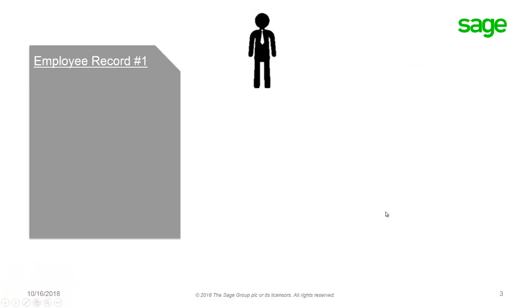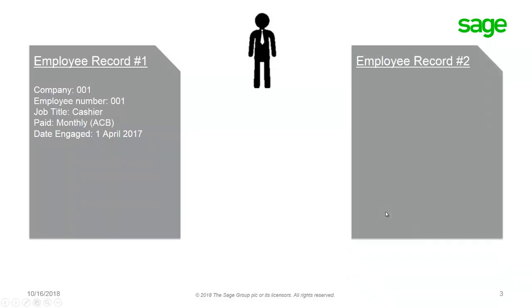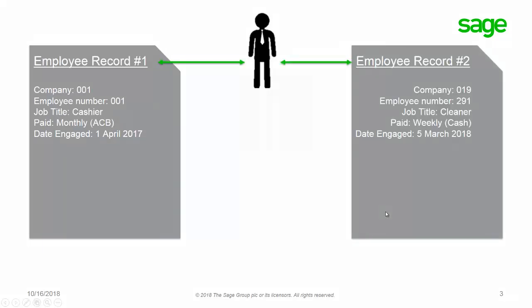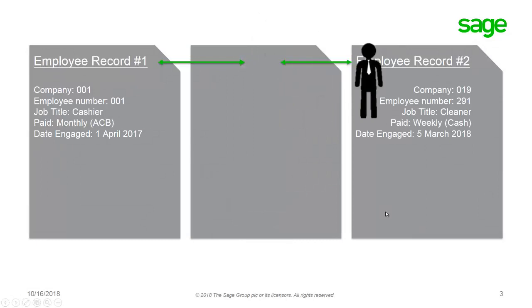The entity concept is explained to the client. Although there may be many employee records per person, there can only be one entity record per employee. The entity record can simply be linked to multiple employee records. Both an employee record and an entity record are required for each person employed.